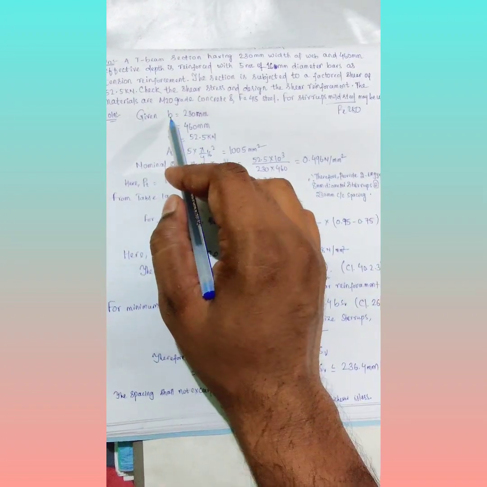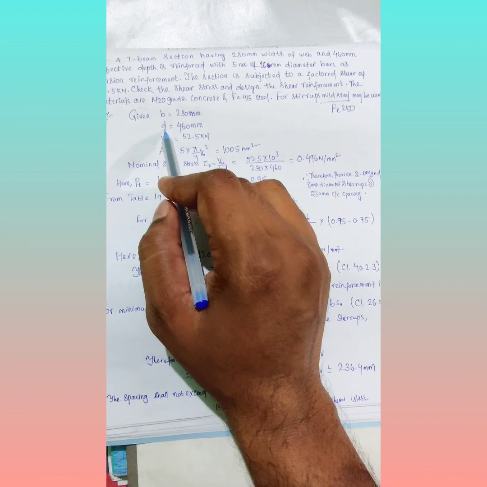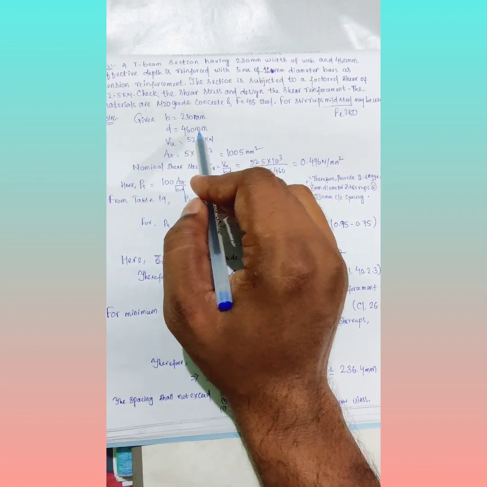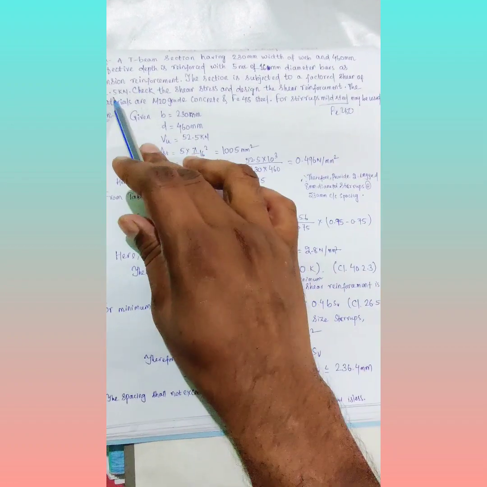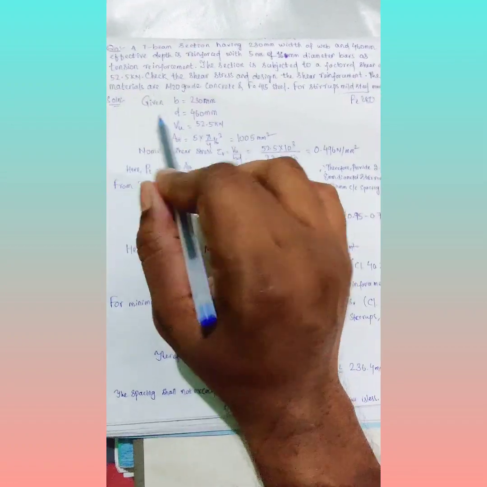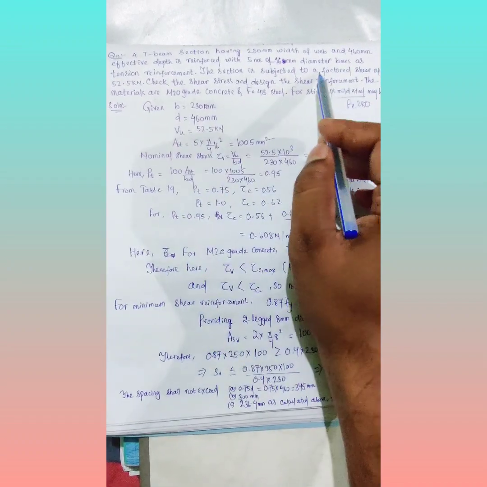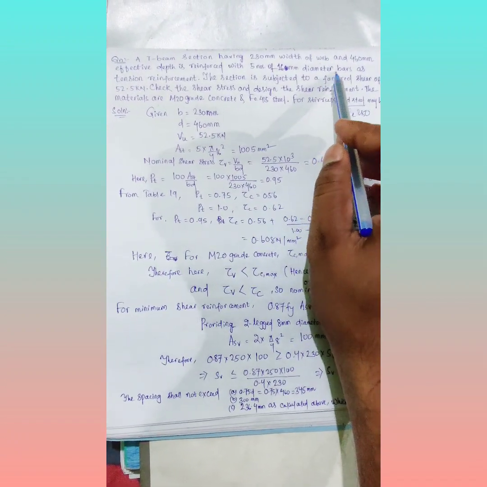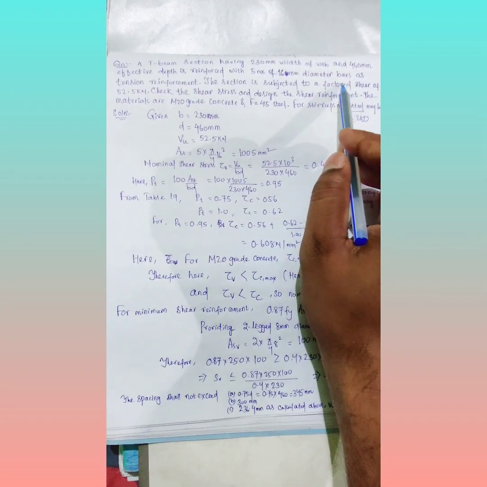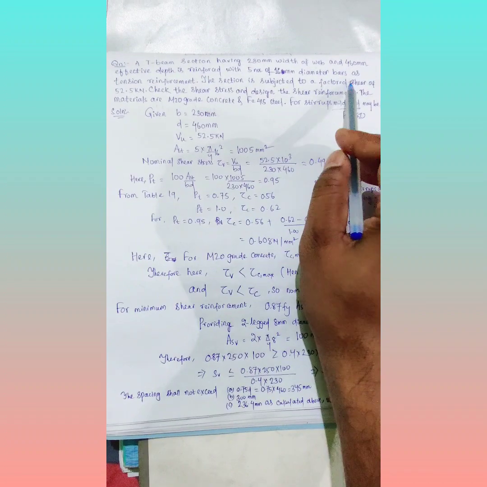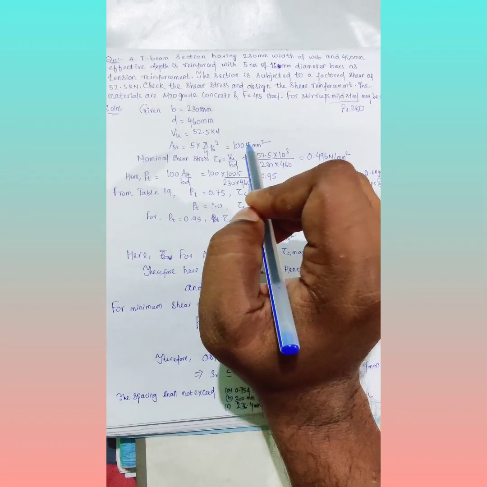So given data are breadth of the section, that is B is equal to 230 mm, D is equal to 460 mm, effective depth small d is equal to 460 mm. Factored shear is given as 52.5 kN. That is the value of the Vu. Factored means it is already multiplied with the partial factor of safety. So Vu value is equal to 52.5 kN.